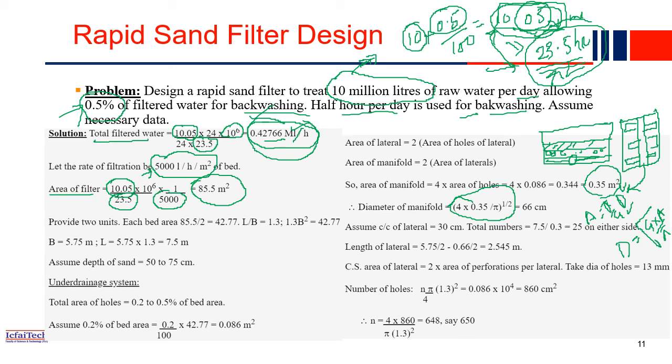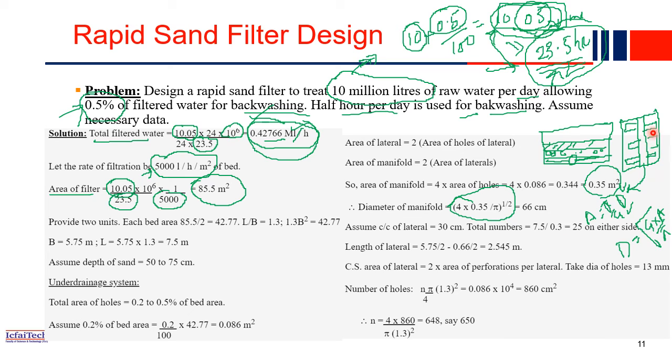So from there easily you can compute what is the diameter of the manifold, which comes out to be 66 centimeter. So 66 centimeter is the diameter of this manifold. Now assume the center to center distance of the laterals is 30 centimeter. Then the total number, how many can you provide?